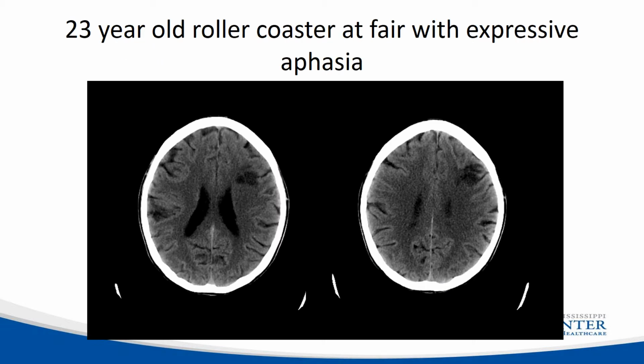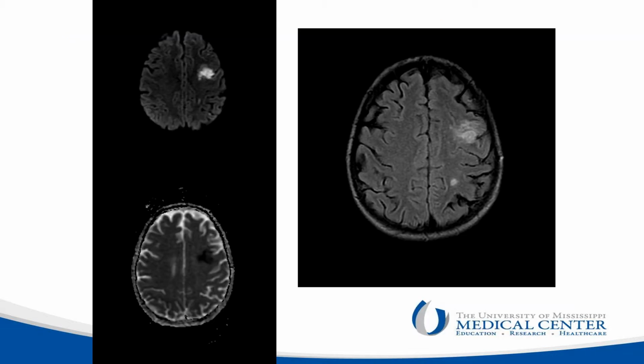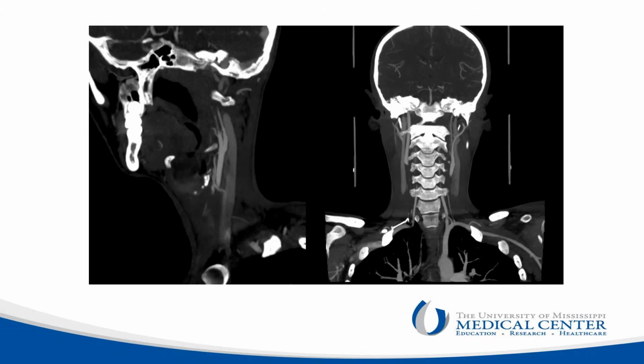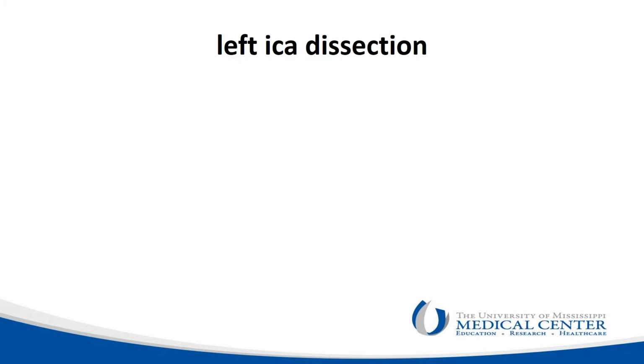This 23-year-old was on the roller coaster at the fair. They presented with expressive aphasia. The non-contrast CT shows hypodensity in the left frontal lobe. MRI shows restricted diffusion compatible with infarct. Now, why does a 23-year-old have an infarct? A CTA was performed, and we can see that there is severe stenosis of the left cervical internal carotid artery. That was due to an ICA dissection from trauma.